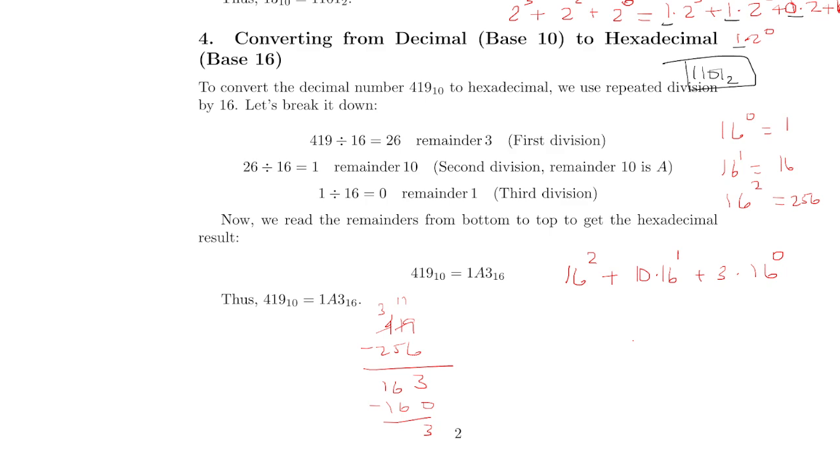So if I write this, it's the same thing as saying 1 times 16 squared. 10 in base 16 is A, we said. And then 3. So we're interested in the coefficients. That's 1A3. So the answer is 1A3 base 16.